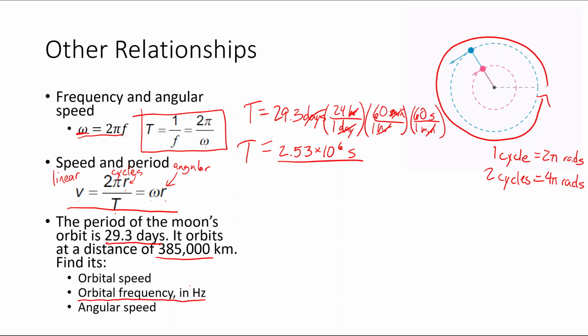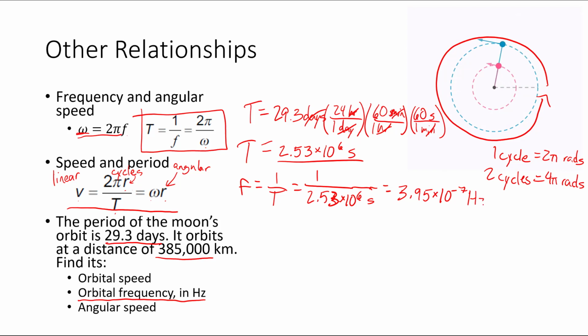Orbital frequency in hertz. Well, frequency is just the reciprocal of period. So that's 1 over 2.53 times 10 to the 6 seconds. Take the reciprocal of that. I'm getting a very small number, 3.95 times 10 to the minus 7. And the units for frequency are hertz. Okay, so I've got the frequency.